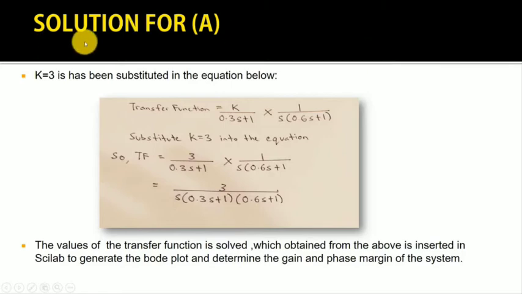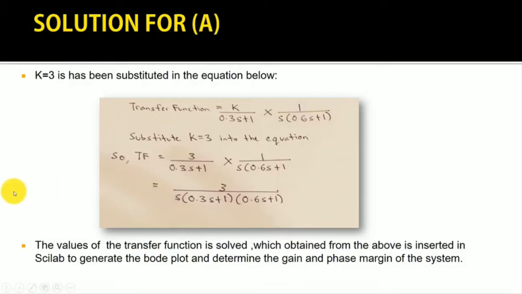Now the solution for part A, which is K equals 3. This has been substituted in the equation below as shown on the screen. The transfer function given was K over (0.3s plus 1) multiplied by 1 over s(0.6s plus 1). We need to substitute K equals 3 into the equation. So the transfer function will be 3 over (0.3s plus 1) multiplied by 1 over s(0.6s plus 1), which equals 3 over s(0.3s plus 1)(0.6s plus 1).